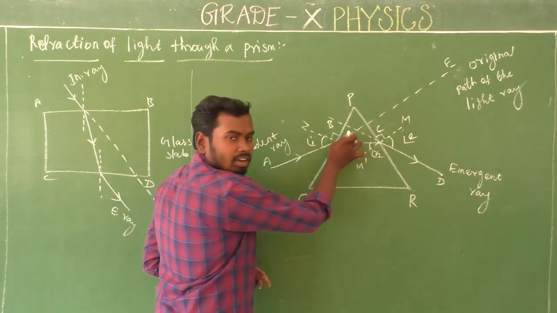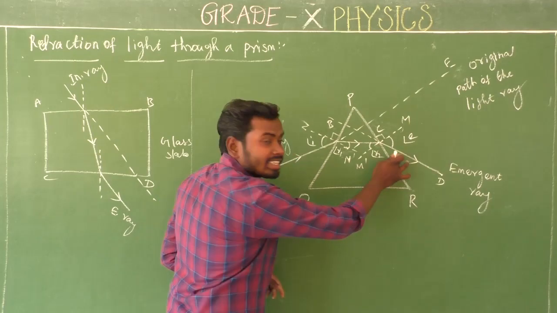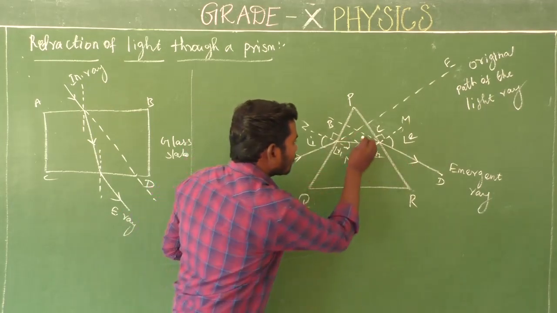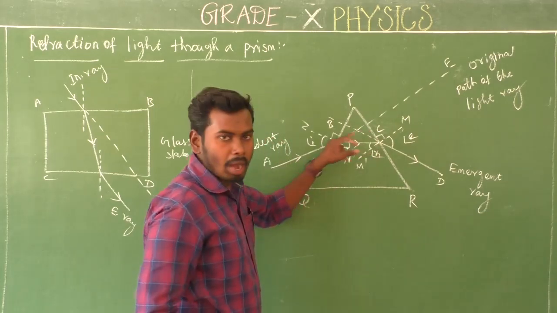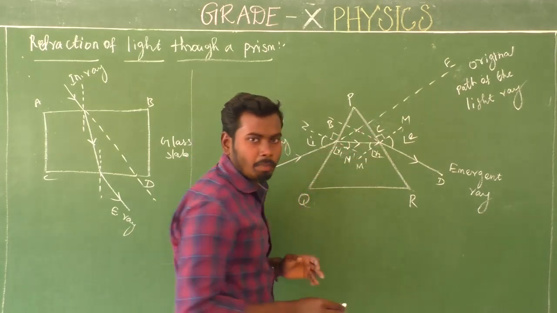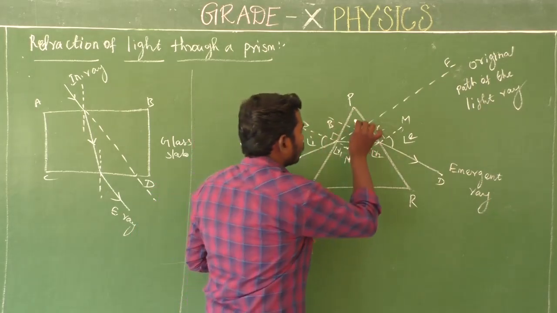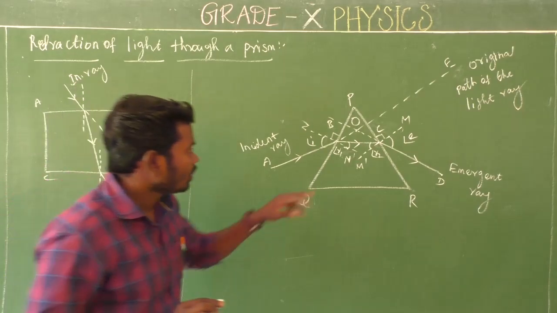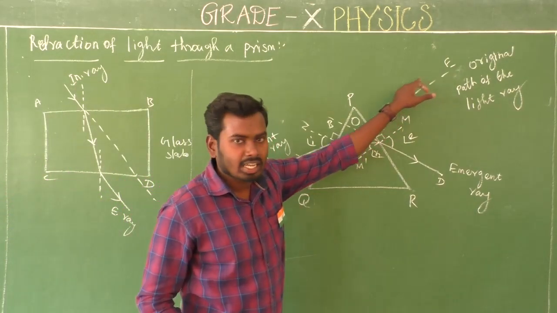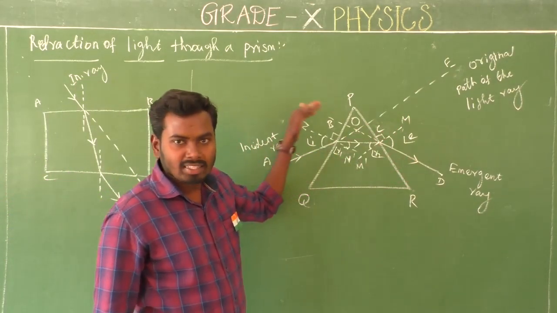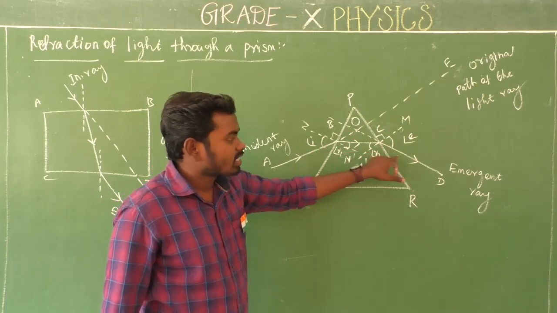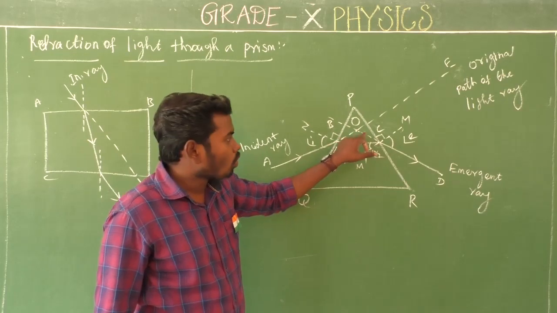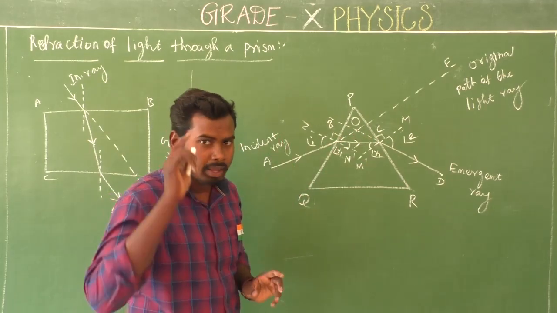This original path of the light and the extension of this emergent ray meet at a point. Look at here. That point we consider as O. This is O. Is it clear? Very simple. So the original path of the light ray and the extension of the emergent ray meet at the point O. Very important. Next one.